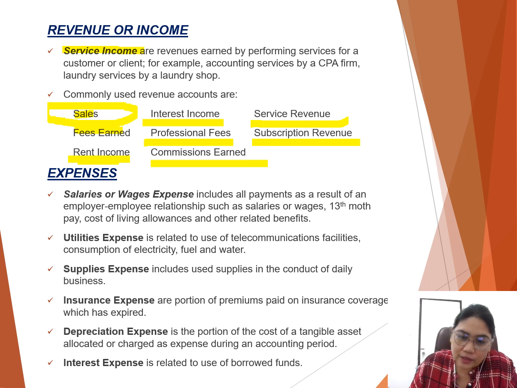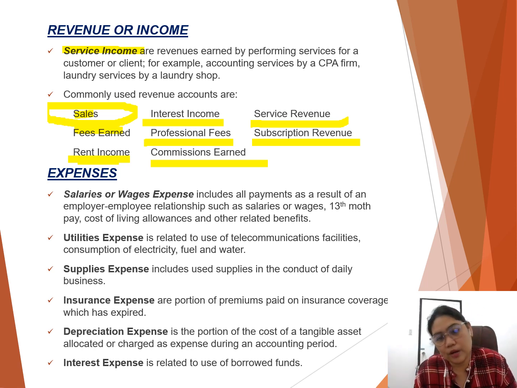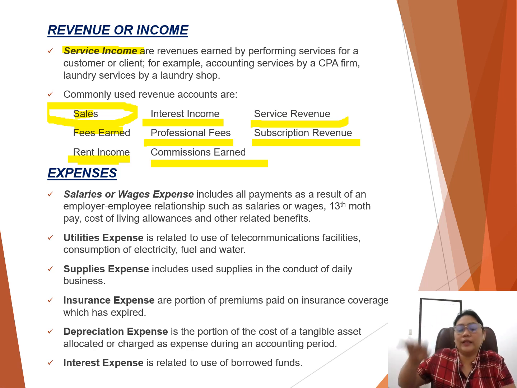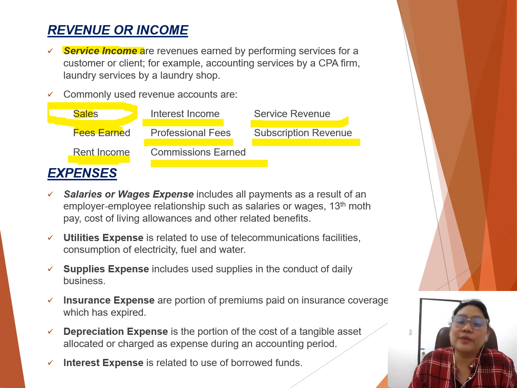And then, the last one ay expenses. So, dito, kasama yung sa salaries and wages, yan yung mga pasweldo sa mga empleyado. Utilities expense, yan yung electricity, fuel, and water, supplies expense, insurance expense, depreciation expense, and interest expense. So, madali lang siyang ma-identify. Basta meron siyang expense. Kadalasan may expense yan sa huli. So, those are expenses.